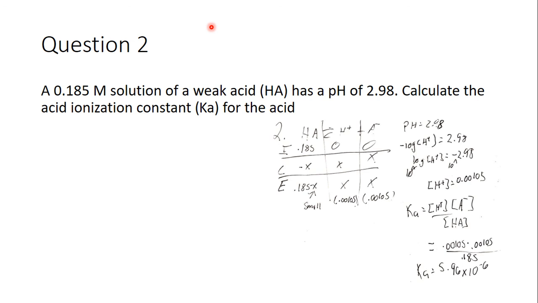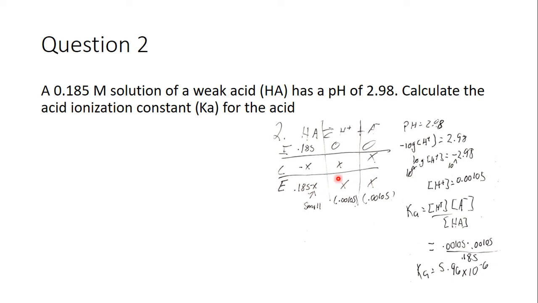Alright, question 2. It's similar, but a little bit different here. So we have a 0.185 molar solution of a generic weak acid, HA. So that A could stand for more or less any element. This has a pH of 2.98. This time, we're solving for Ka. So we can start the same way that we did the last problem. We can do the ice table. HA goes to H plus plus A minus. We start with 0.185, 0, 0, only reactants, so minus X, X, X, then 0.185 minus X, X, and X.